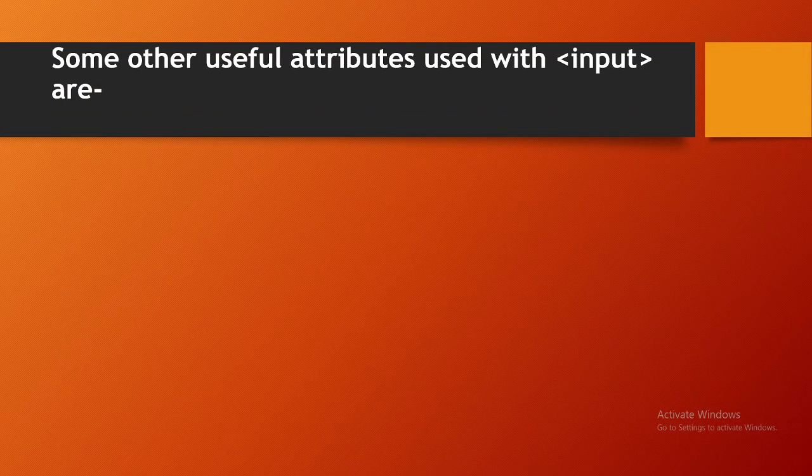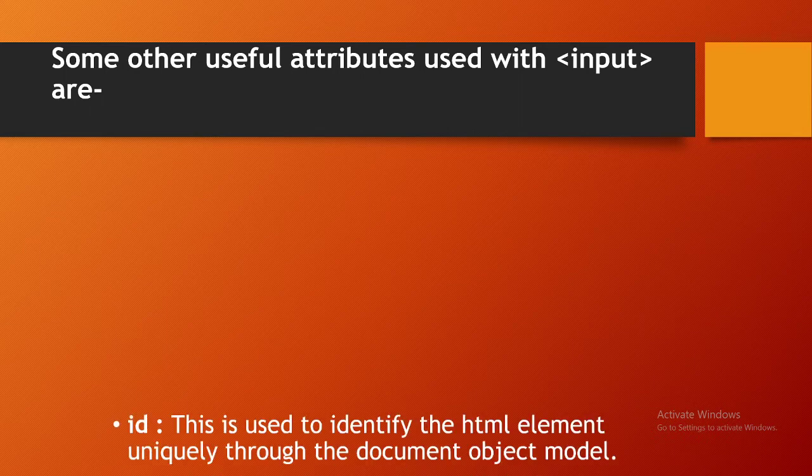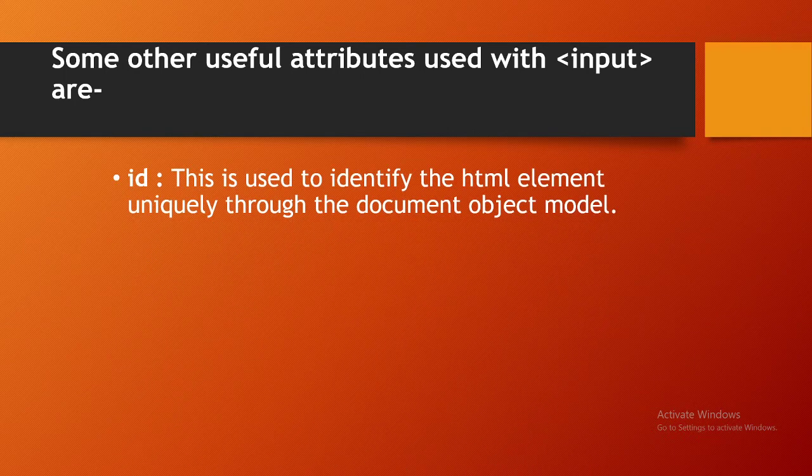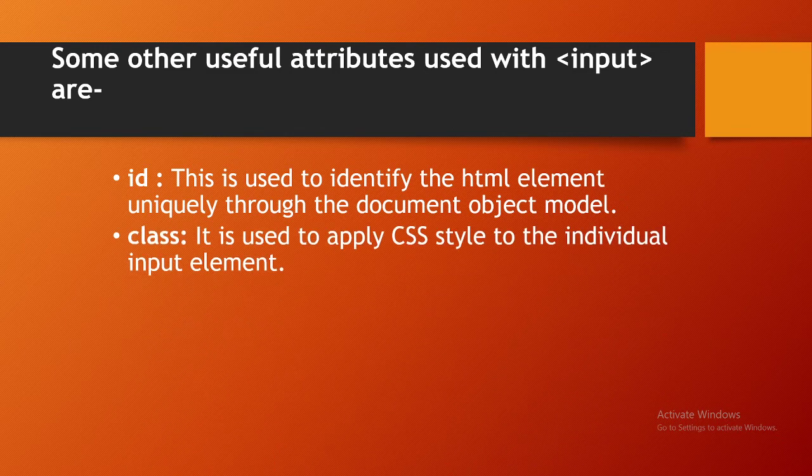Next attribute is height and width. Height and width specify the height and width of input type is equal to image. Next attribute is multiple. Multiple specifies that the user is allowed to enter more than one value in the input field. This works with input types like email and file. Some other useful attributes used with input are, first, ID. This is used to identify the HTML element uniquely through document object model. And then class. It is used to apply CSS style to the individual input element. These two attributes are used in CSS programs.